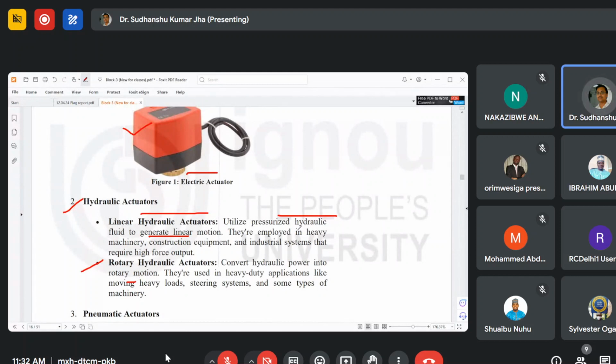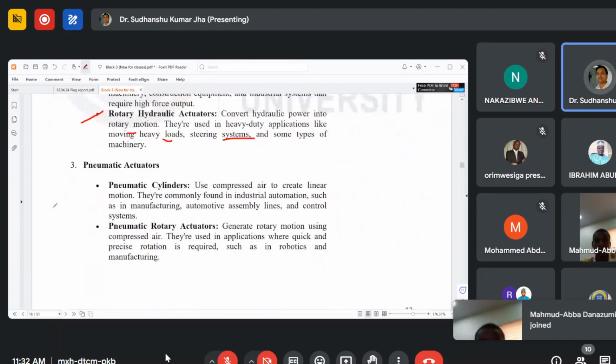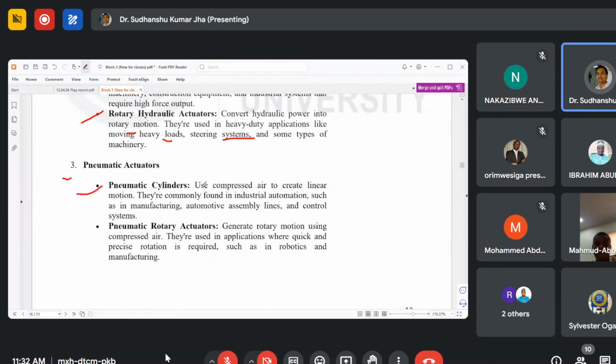So they are being used in heavy duty applications like moving heavy loads, steering systems, and some types of extended use. Next, we have pneumatic actuators. In pneumatic actuators, we have pneumatic cylinders that use compressed air to create linear motion.